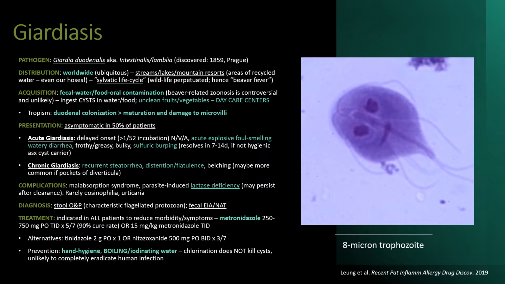Diagnosis is obtained via stool O&P visualizing obvious trophozoites or cysts, but fecal enzyme immunoassays and nucleic acid tests are commercially available and effective. Small intestinal biopsies may also reveal the pathogen.